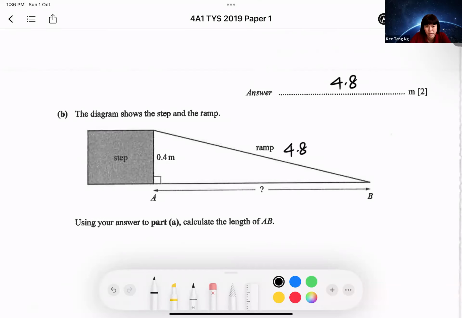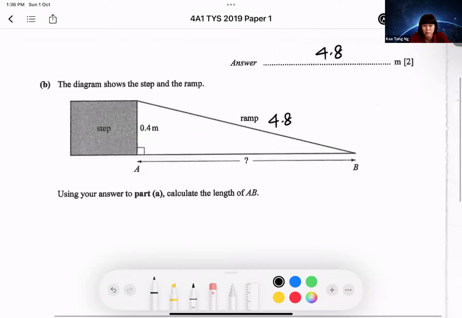How do I find this side? Recall this one is my Pythagoras theorem. I am looking for the shorter side, not the hypotenuse. Cannot say that it's the shorter one, because 0.4 is the shortest, but this one is definitely not the hypotenuse. So do we add or do we subtract? We need to subtract, so we need to take the square root.